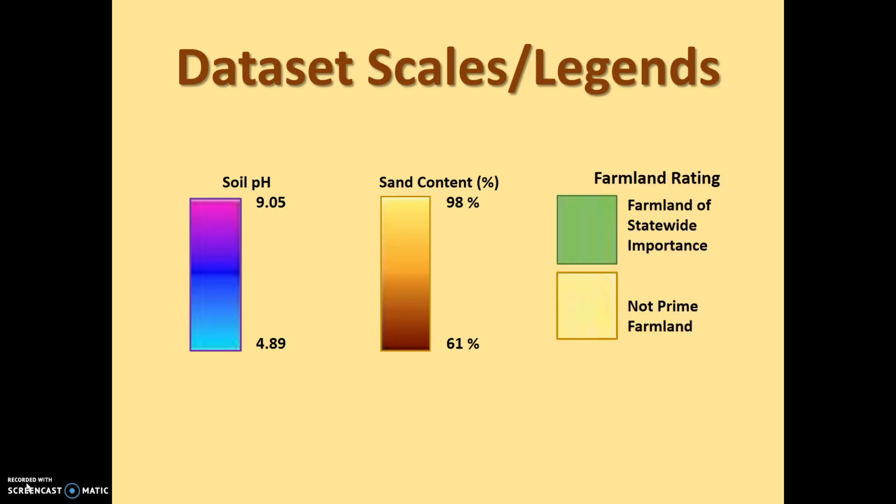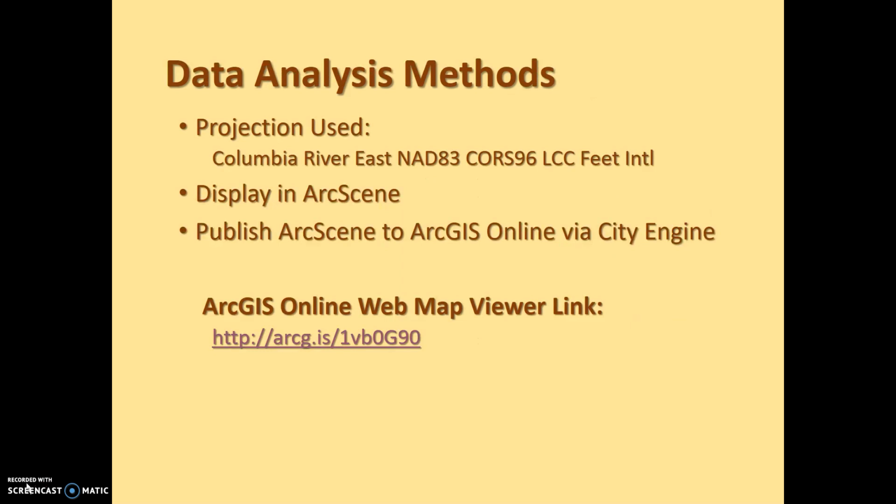Then I also had this soil rating. One of the attributes was farmland rating, and they have these different classifications, 1 through 7. Included on this site are farmland of statewide importance and not prime farmland. The projection I used was the Columbia River East, NAD 83, course 96, LCC feet international. I was getting the best accuracy with that.